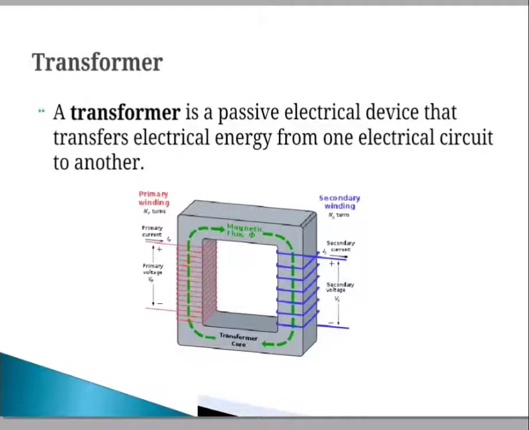First we have to discuss what is the transformer. A transformer is a static device, or a passive electrical device, that transfers electrical energy from one electrical circuit to another electrical circuit. In the transformer there are two windings. The first one is the primary winding and the second one is the secondary winding. The supply voltage is given to the primary winding, and because of the mutual induction principle, voltage is induced on the secondary side.